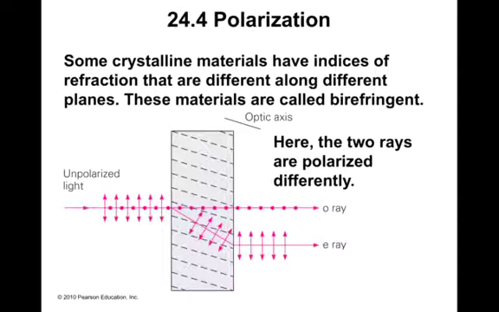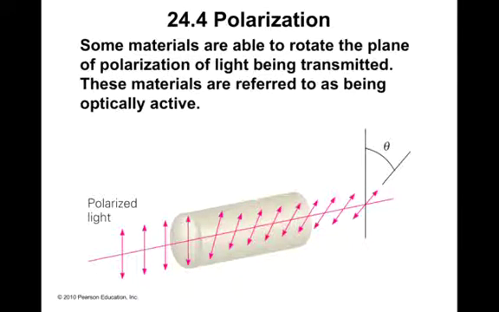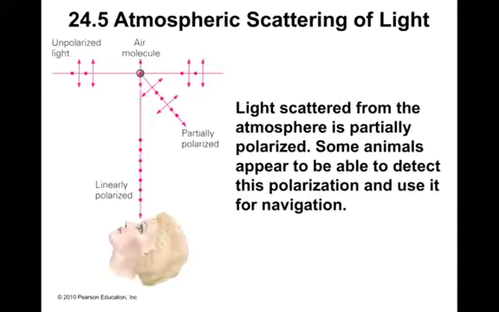And then there are different materials that behave in certain ways with polarization. Optically active materials are able to rotate the plane of polarization of light being transmitted. Light scattered from the atmosphere is partially polarized. Some animals appear to be able to detect this polarization and use it for navigation. That's what they're thinking with honeybees, monarch butterflies, and certain birds. Cool stuff.